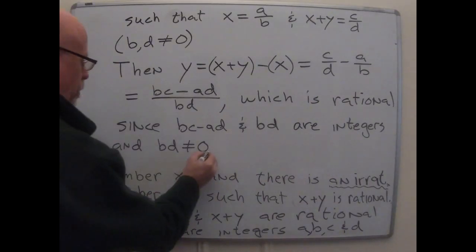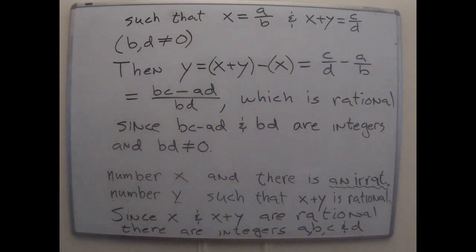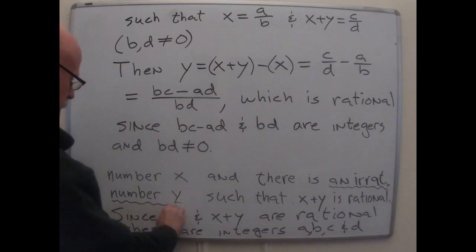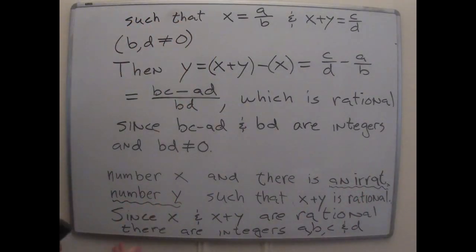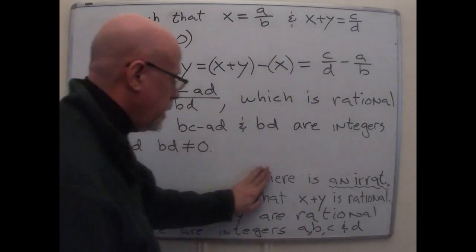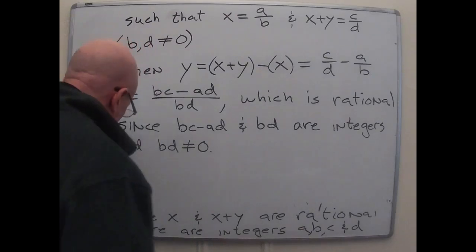Well, what did that do for me? I've just shown you that y is a rational number, but one of our presumptions up front was that y was an irrational number. That's the thing that I did the squiggly underline for: there is an irrational number y. Am I supposed to be irrational? All right, so I think I can knock that part off.